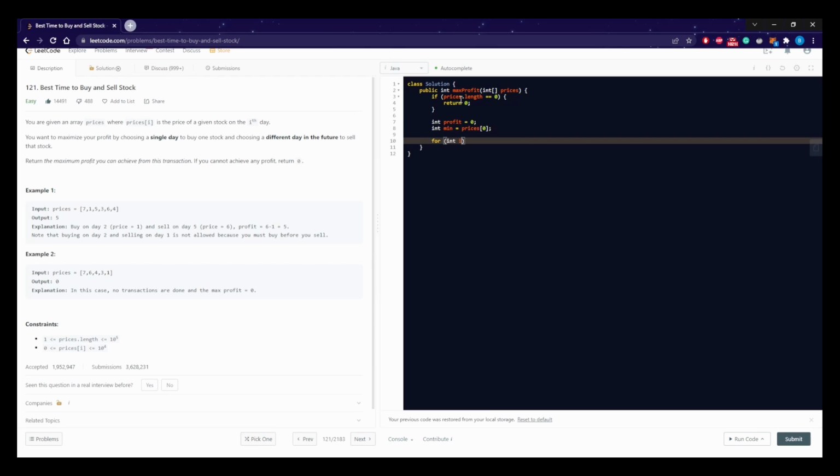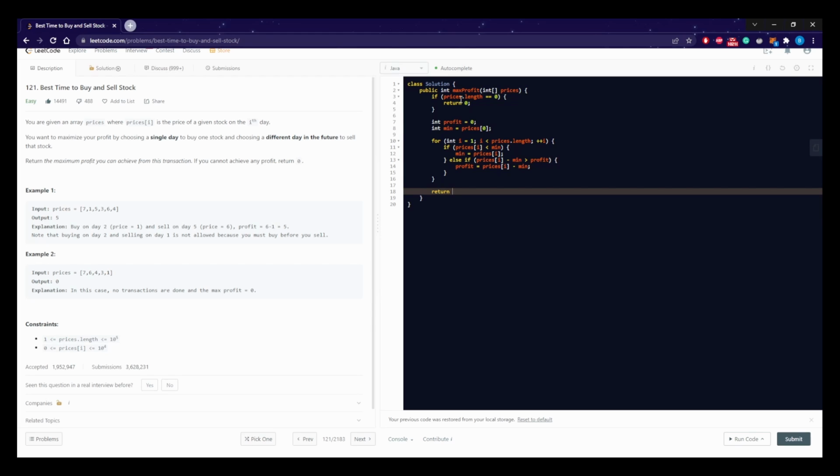So I'm gonna iterate from the first element up until the end. And check if this current element in prices is lower than the minimum or not. If it is, replace minimum value with prices[i], and after that, check whether the difference makes a profit or not. And replace the profit. And that's it. After that, we can return the result as the profit.